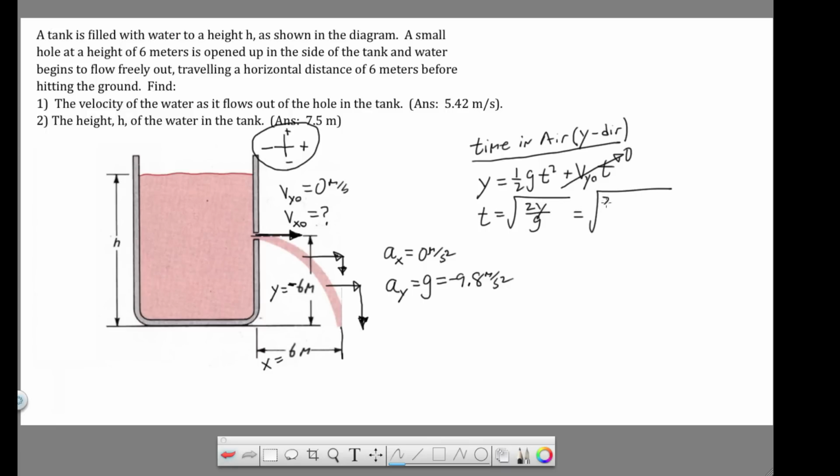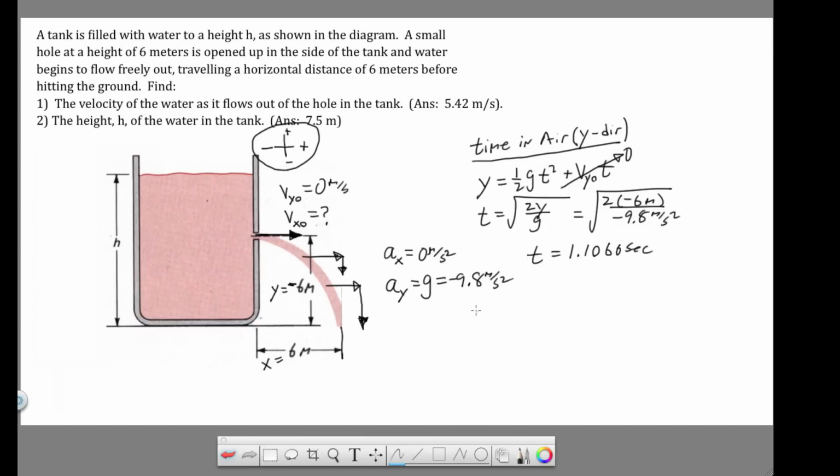We plug the numbers in. Y is negative 6 meters, and then gravity is negative 9.8. So the time comes out as 1.1066 seconds. That's the time in the air.